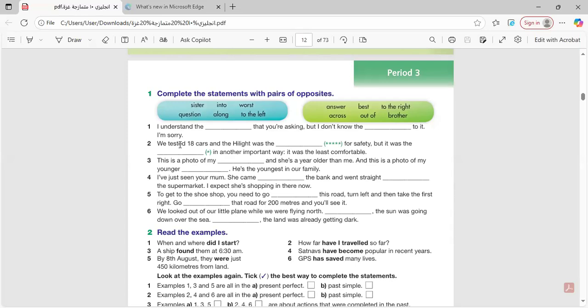Number 6. We looked out of our little plane while we were flying north to the right. The sun was going down over the sea. To the left, the land was already getting dark.